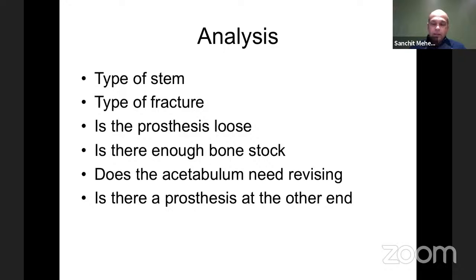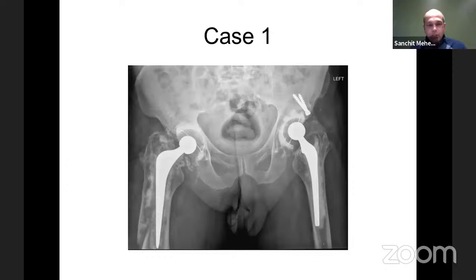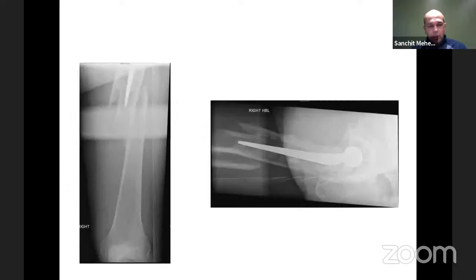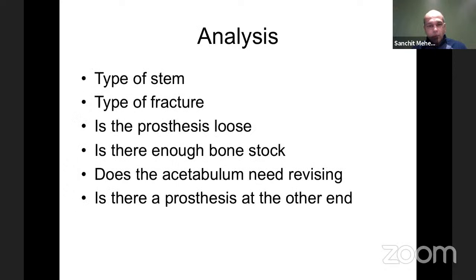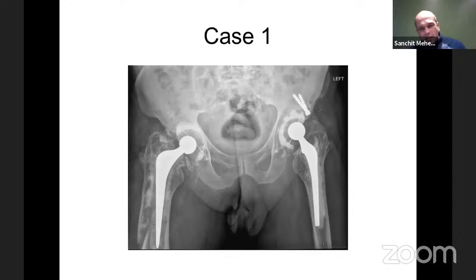Now, if you apply these questions to the existing fracture, the fracture is comminuted and the implant is loose. Because there has been impaction grafting of the stem in the past, the proximal bone stock is not great. Looking at that, there is no distal knee replacement. Does the acetabulum need revising? Not really. There's not a lot of wear, so you don't necessarily need to revise the acetabulum unless you want to go for a larger head.